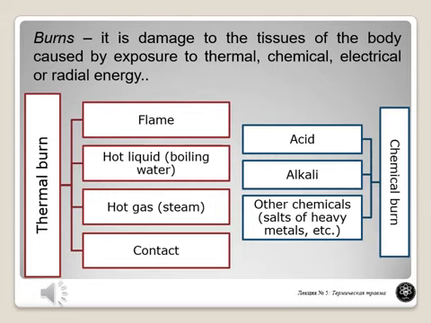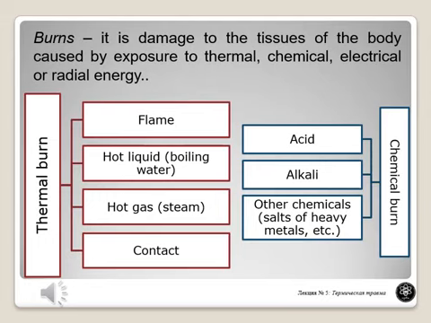Thermal burns are usually classified into 4 large groups depending on the mechanism of their production. In more detail, we will analyze each of them later. So, thermal burns are divided into flame burns, burns with hot liquid, and in most cases it is still water and boiling water, hot gas burns, most often steam, and contact burns.